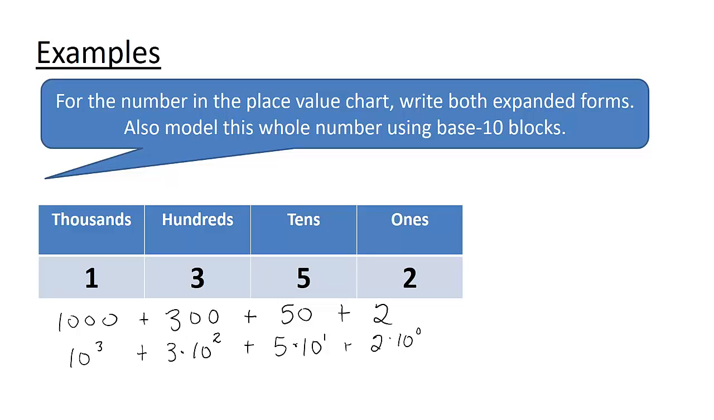Finally, if I wanted to model this using base 10 blocks, I could start with my thousands. I need 1 thousands cube. We have 3 hundreds, so I need 3 of those big 100 squares. I have 5 tens. Okay, so we'd have 5 of our 10 blocks, which look like long rods. And then we have 2 units. For units, if I'm modeling in base 10 blocks, I'm going to use dots. These would be our small cubes.